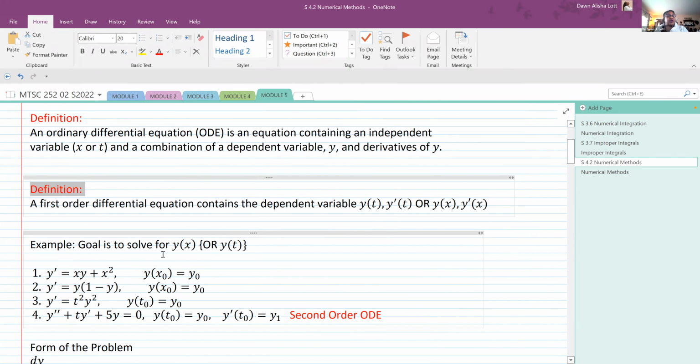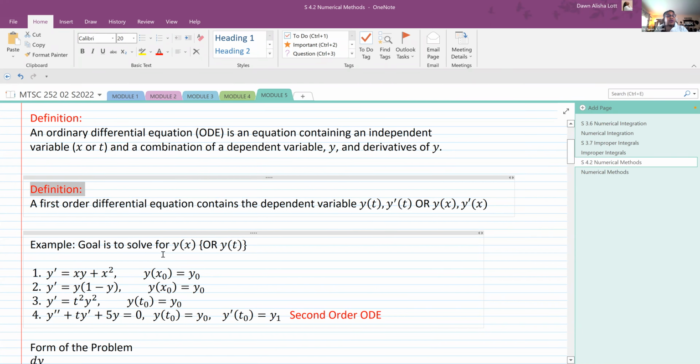Okay. Here is our first example: y prime is equal to xy plus x squared. So this is one derivative of y. Its independent variable is x in this problem. We have been given some initial information that y at a particular point x naught is equal to y naught.